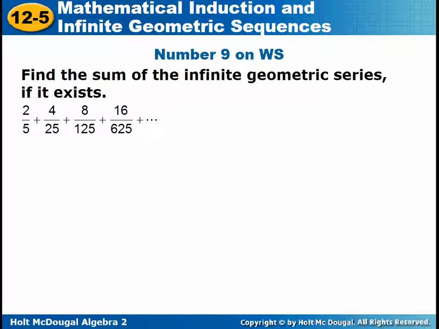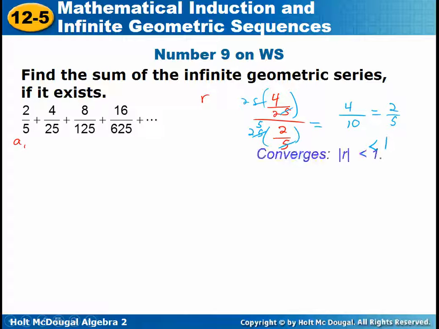Here's number 9. In number 9, our a sub 1 is already given, so our first step is to find r, and r will be 4 over 25 divided by 2/5, and then you have to simplify that. I'm going to multiply top and bottom by 25, the common denominator of those two fractions, and I'll get 4 over, 5 goes into 25 five times, 4/10, which is the same as 2/5. This is less than 1, so our series will converge, and we can go ahead and use the formula then.